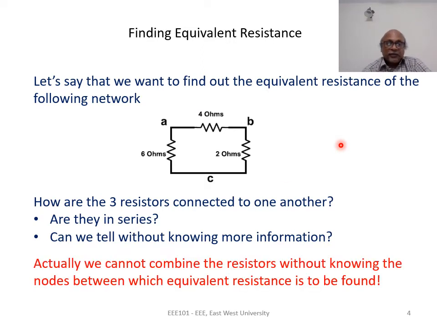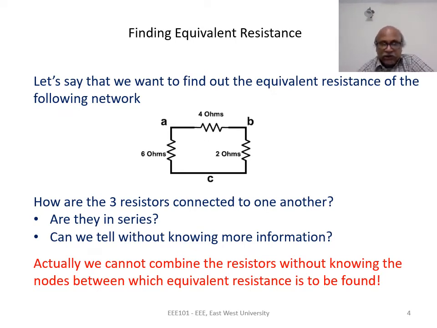Okay, so this is the message that we cannot combine the resistors without knowing the nodes between which we want to find the equivalent resistance. So why is it so? Why can we not say that these three resistors are in series? If we look at the circuit, that is the first impression that we get. If we look at A, only two circuit elements are connected, so they should be in series. If we look at B, only these two circuit elements are connected, so they should be in series. So all three should be in series. That is the conclusion we reach at first glance.